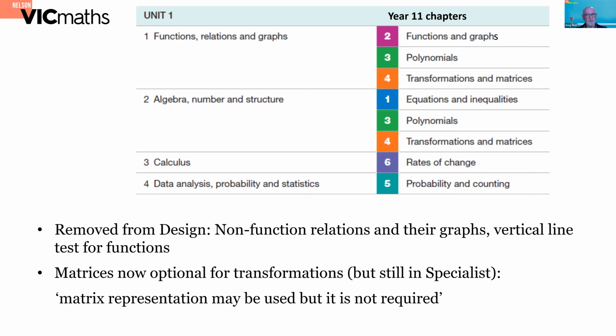So the matrices have been removed as well. Matrices is now optional for transformations, but it's still included in specialist maths. And the matrix representation for transformations, you can use it, but it's not required. So we would expect that it can't be examined then.